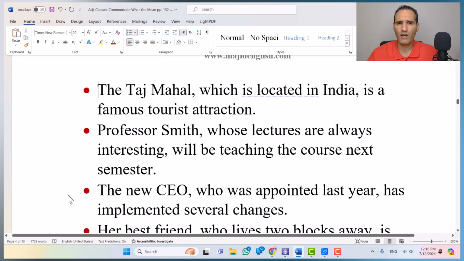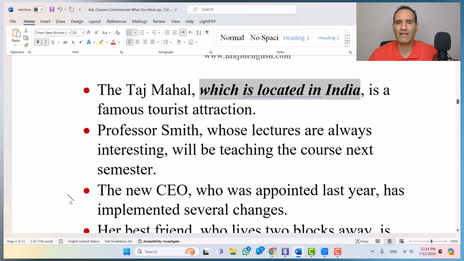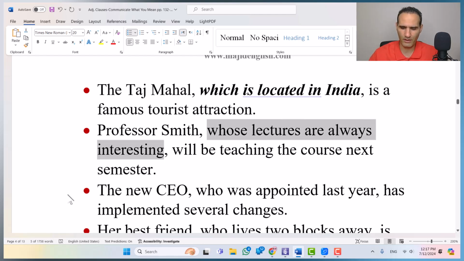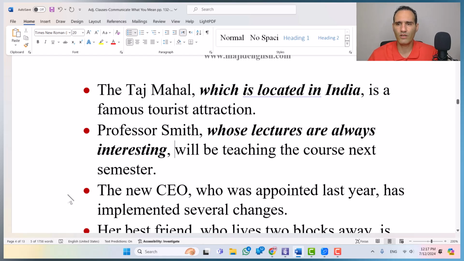The Taj Mahal. How many Taj Mahals are there in the world? One. So we are not selecting one from several. Unnecessary: which is located in India. Professor Smith, whose lectures are always interesting, will be teaching this course now. So again, in the context that the two people are talking about, they know Professor Smith, who he is. That's why the commas.